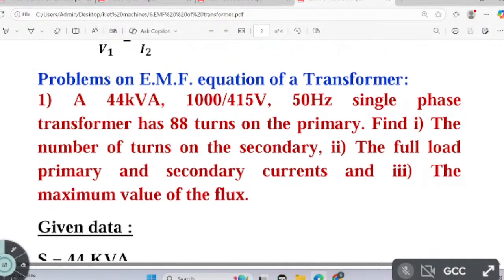Write down. A 44 kVA, 1000 by 415 volts, 50 hertz single phase transformer has 88 turns on the primary. Find the number of turns in the secondary, full load primary and secondary currents, and the maximum flux.